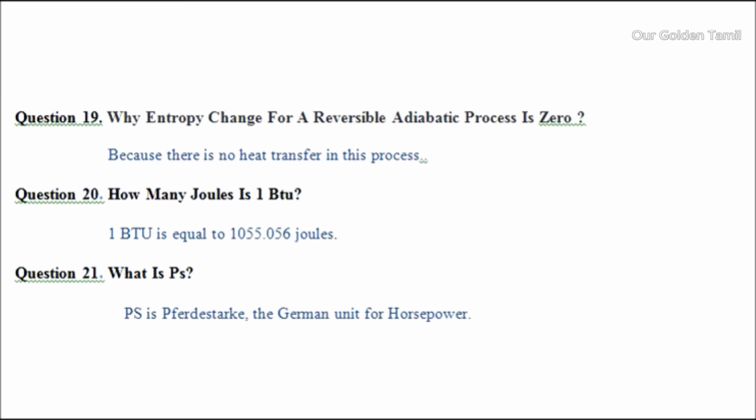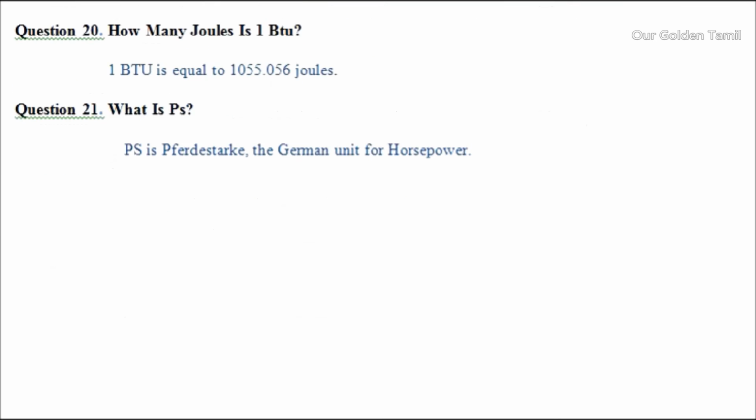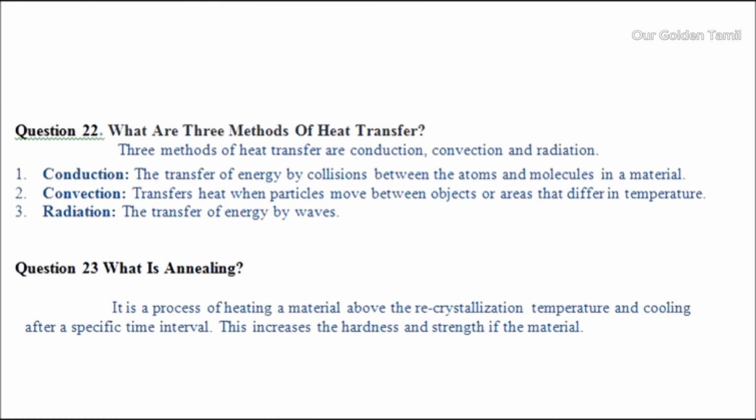Question 20. How many joules is 1 BTU? 1 BTU is equal to 1055.056 joules. Question 21. What is PS? PS is for Pferdestärke, the German unit for horsepower. Question 22. What are 3 methods of heat transfer? 3 methods of heat transfer are conduction, convection and radiation.